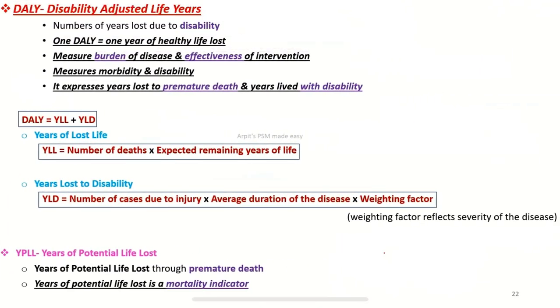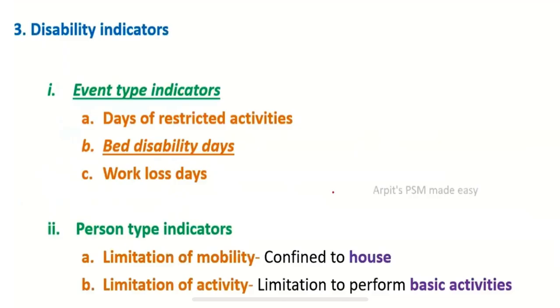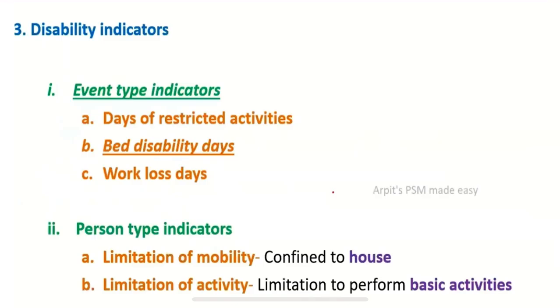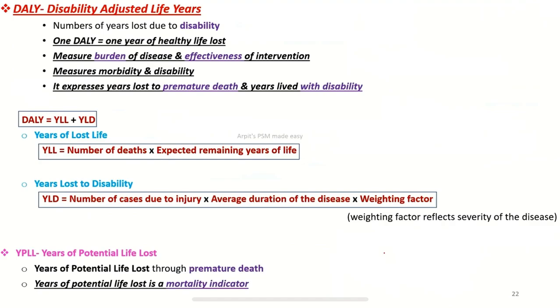So these indicators which I have discussed in detail are better for some entrance level exams, for your postgraduations. At the UG level, if you remember, the indicators are grouped into two types: event type and person type. In event type, it is related to days, that is bed disability days, work loss days, restricted activity days, and in person type, limitation of mobility and limitation of activity. If you mention this, it is more than sufficient. You have to know all of these, but it is better to confine yourself to this so that you don't mess it up in exams.